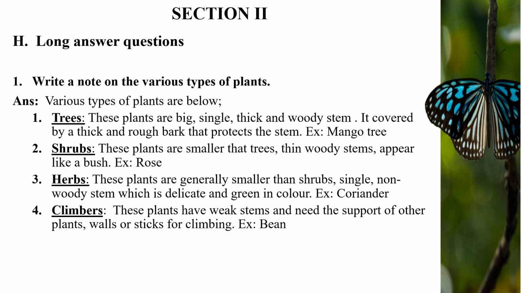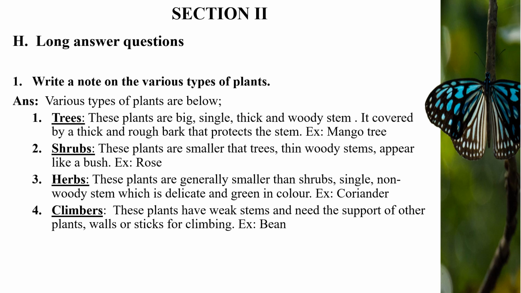Long answer questions. First question, write a note on the various types of plants. Answer, various types of plants are below. First is trees. These plants are big, with a single, thick and woody stem. It is covered by a thick and rough bark that protects the stem. Example, mango tree. Second, shrubs. These plants are smaller than trees, with thin, woody stem, and appear like a bush. For example, rose. Third, herbs.